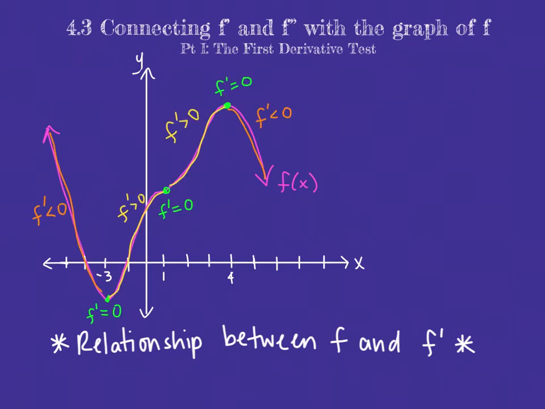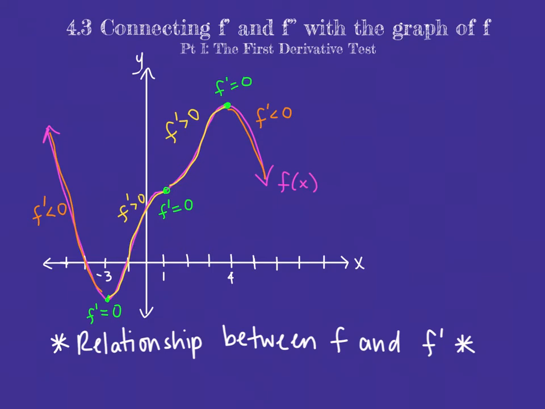So what I've done is marked up this original pink f graph, f of x, into where the first derivative is negative, meaning when our function's decreasing here and here, from negative infinity to negative 3, and also from 4 to infinity. And then also where f prime's positive, which is where our original function is increasing, from negative 3 to 1, and then again from 1 to 4.